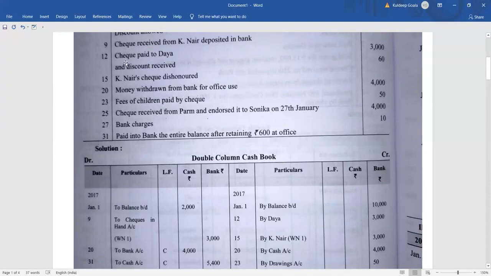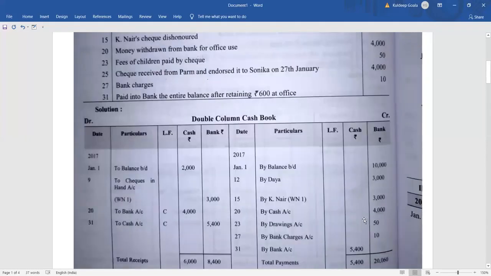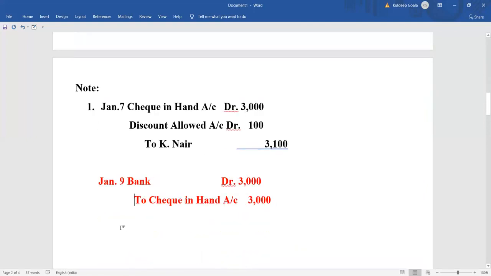What will be the entry? Check paid to Daya. So the check is being paid to Daya. Daya debit to bank account, isn't it? While making the payment, you don't need to keep it in check in hand, because we are going to make the payment directly through the bank. So we will assume that the money has gone from the bank, and we are going to make the entry to the bank account. What will be the journal entry? Daya debit to bank, right? So on the bank credit side, you can see we are writing January 12 by Daya 3000. And with regard to the discount, I'll just mention it here. Note number 2.